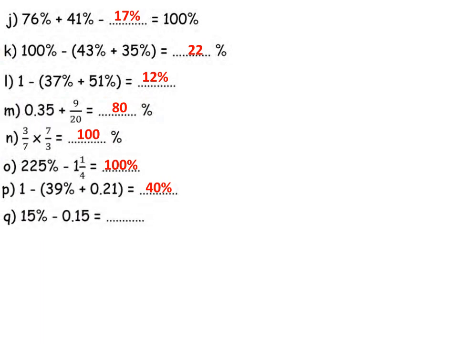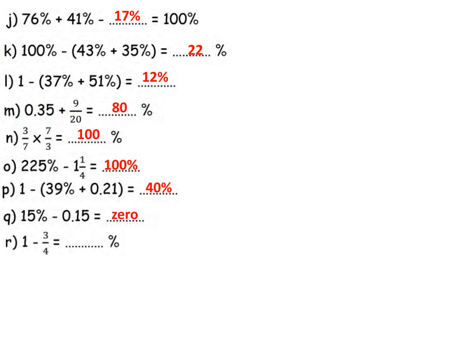Letter Q, 15% minus 0.15. As we know, 15% is a percentage and 0.15 is a decimal, so we will convert the decimal into a percent. 0.15 as a percentage equals 15%, so 15% minus 15% equals 0.